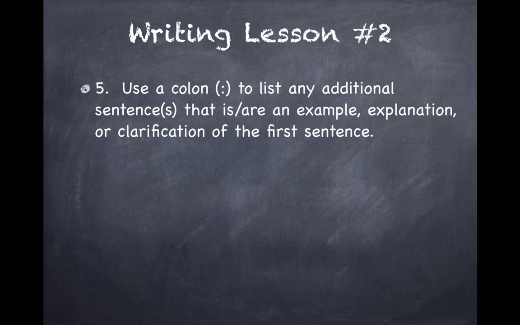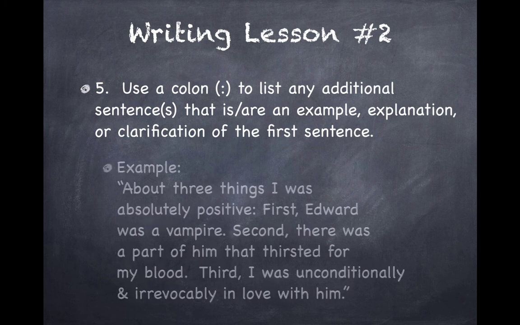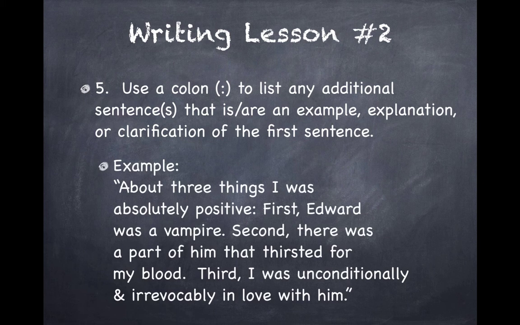And our last way to fix a run-on would be to use a colon. The way that we would use that would be to list any additional sentence or sentences that are serving as an example, an explanation, or a clarification of the first sentence. And one example that I like to use is from a popular novel and movie, Twilight. So in the book, Bella says, about three things I was absolutely positive, colon.